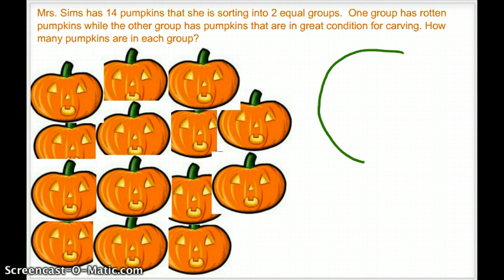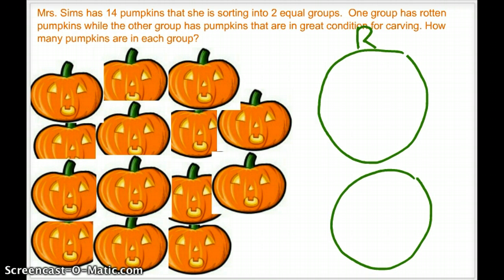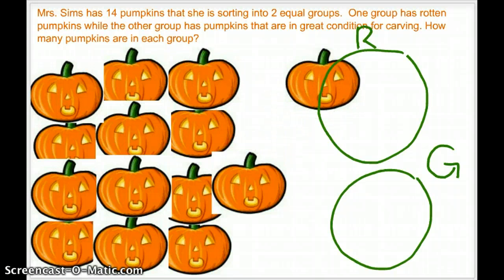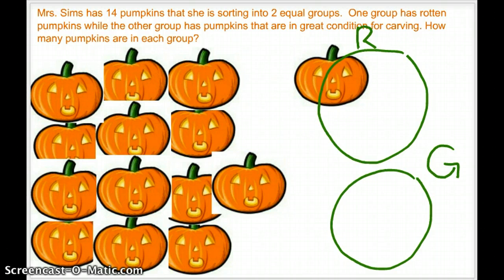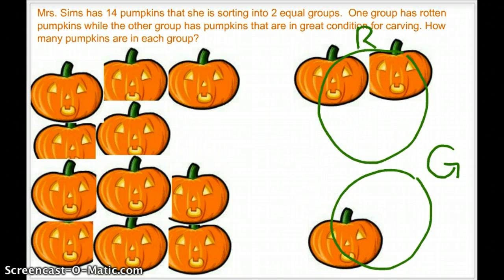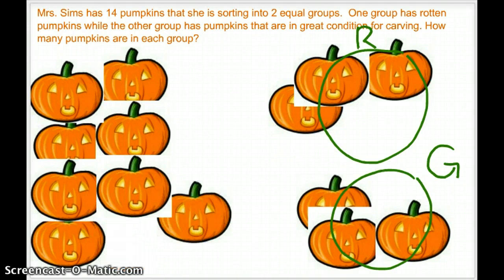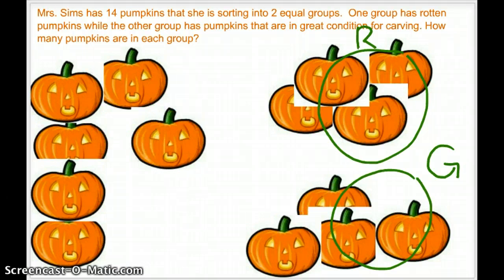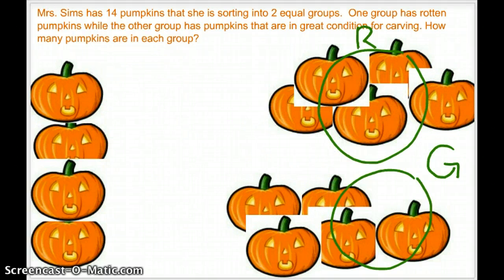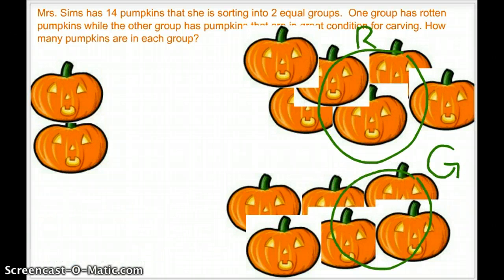I know that I need to make 2 groups. One for rotten pumpkins, so I'll label it R, and one for pumpkins that are good for carving. I'll label it G. So I can draw 2 circles and label them. Now I can move 1 pumpkin at a time into the 2 circles until all of the pumpkins are gone. At the end, I'll easily be able to see that there are 7 pumpkins in each circle.